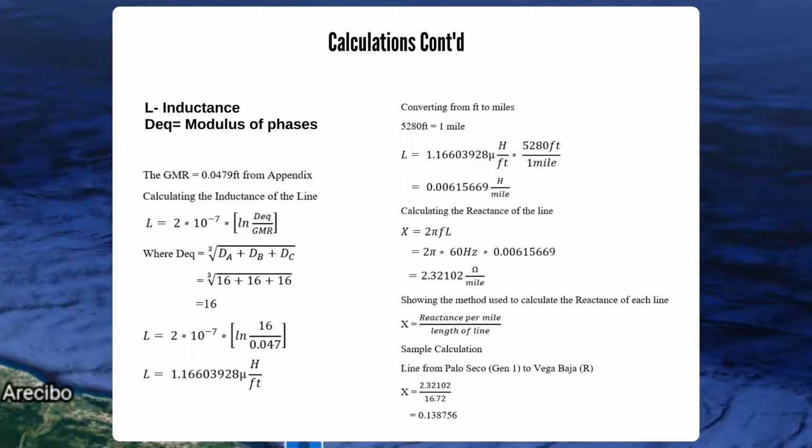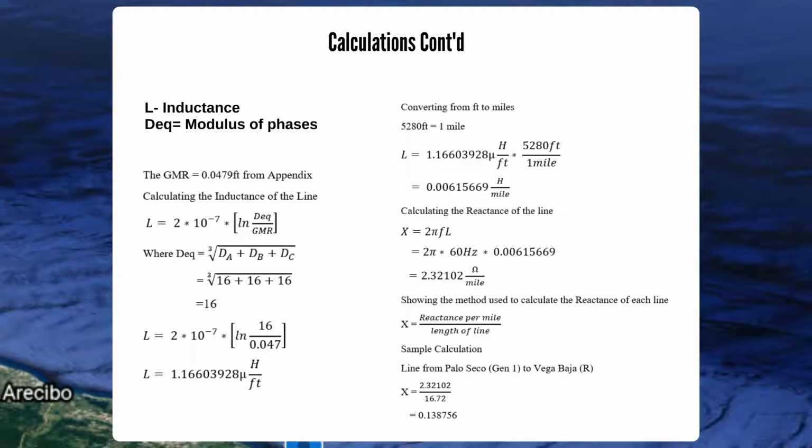So the next step would be to convert this inductance from feet to miles. So we use the concept that 1 mile will equal 580 feet. So when we multiply the 580 feet times the inductance, we got 0.0061569 miles per feet.